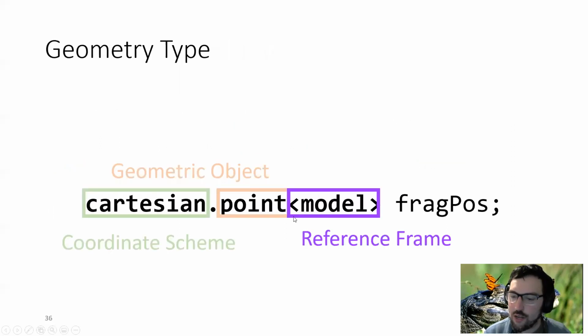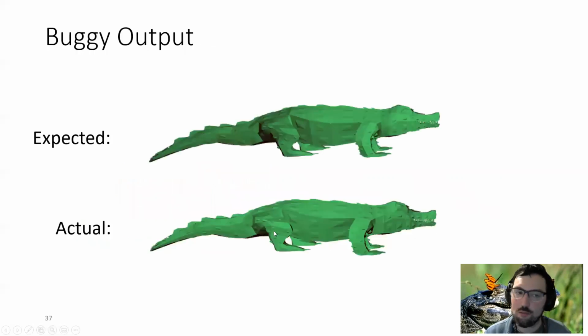So at this point, we correctly have the reference frame component of our geometry type reasoned about. Unfortunately, there's still a bug in our program. What we expected was an alligator with a light a little bit to the front, and what we got was an alligator with a light to the side. And the reason for this is that the transformation matrix we used cannot handle a certain type of geometric operation.